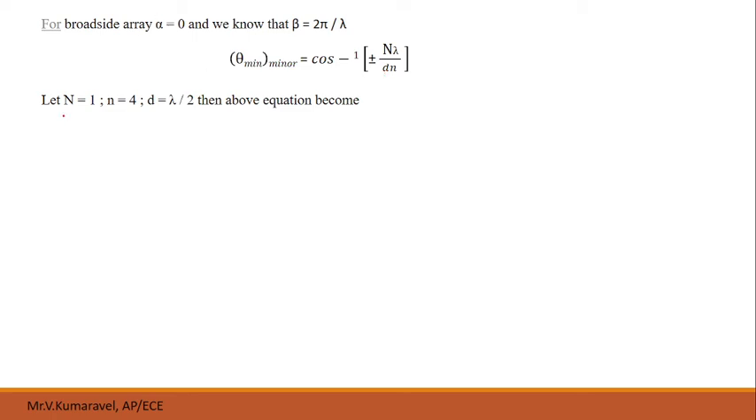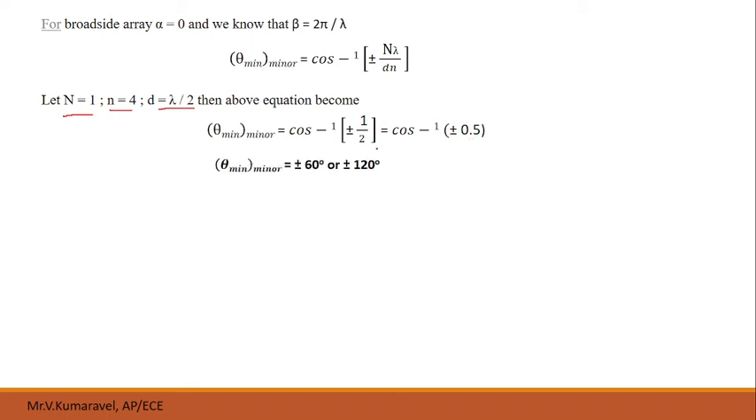Let us substitute capital N equal to 1, small n equal to 4 and d equal to lambda by 2. Small n represents the number of elements in an array, and d is the distance between the elements, lambda by 2. If we substitute all these values, we get theta minima of minor lobe equal to cos inverse of plus or minus 1 by 2, which is cos inverse of plus or minus 0.5. Cos inverse of plus 0.5 is at 60 degree and minus 0.5 is at 120 degree. Similarly, we will have the same values at minus 60 degree and minus 120 degree.